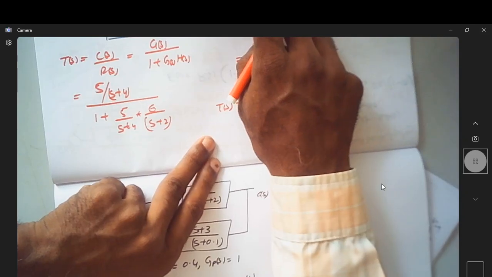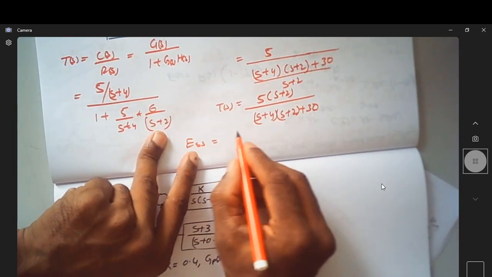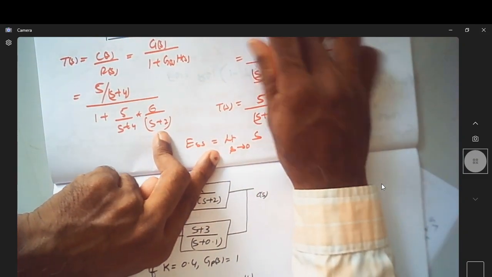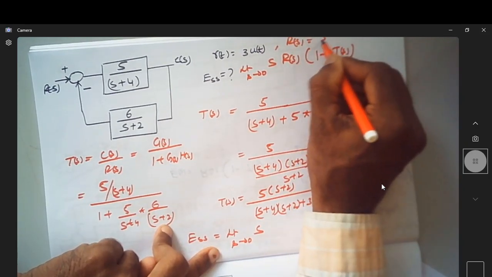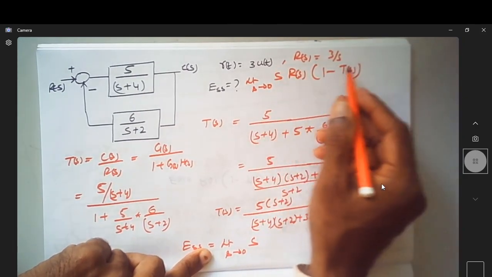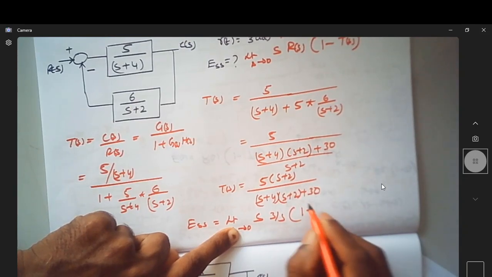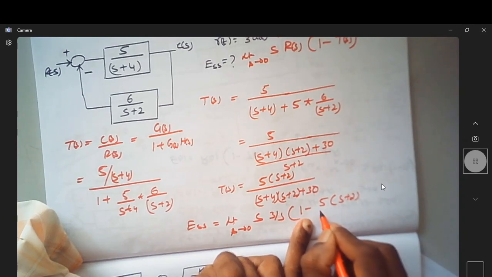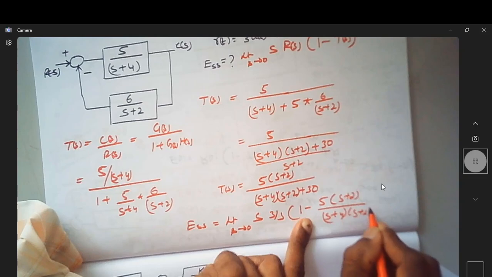So to find e_ss, this is the limit of s tending to 0 of s into R(s). What is R(s)? If you find R(s) for this, it is 3 by s, because you have 3 into a step input. So this becomes 3 by s into 1 minus T(s), where T(s) is now 5 into s plus 2 by s plus 4 into s plus 2 plus 30.